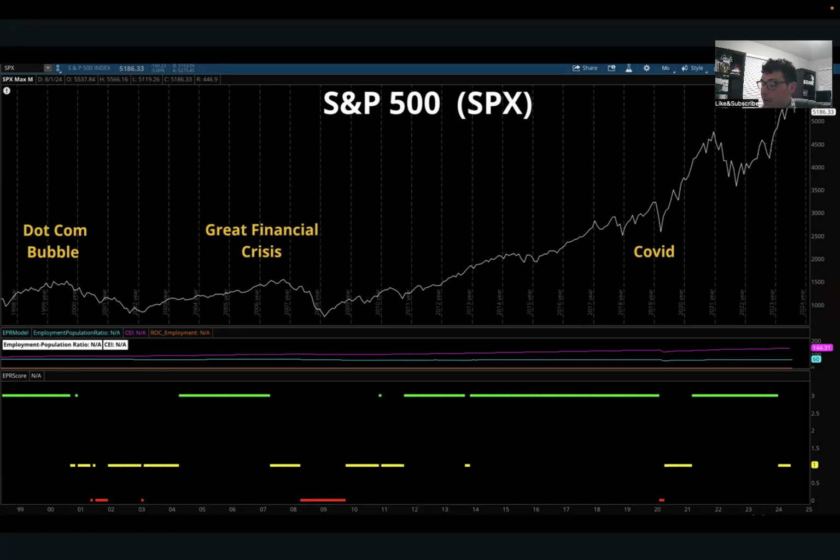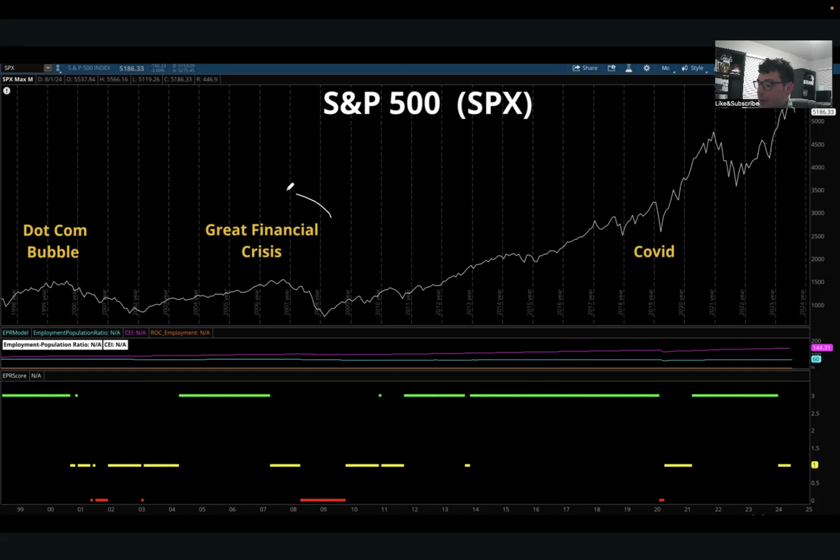And I basically input all of the conditions into a script, into Thinkorswim, to where it makes it nice and simple and easy to visualize, right? So you don't have to be necessarily a mathematician or an economist to know when the EPR model is signaling a warning sign. And that's basically once we go yellow, right? So once we go yellow, that is bad news, right? You can see the dot-com bubble up here, right?